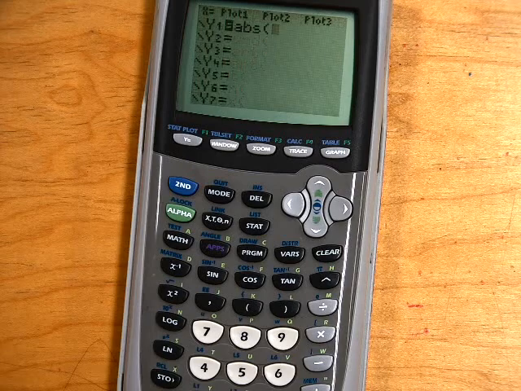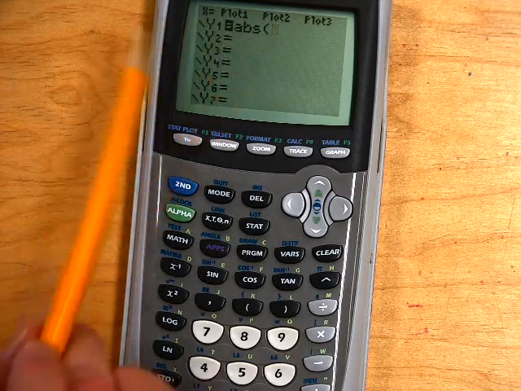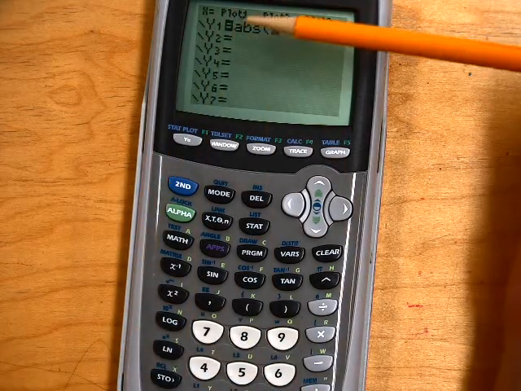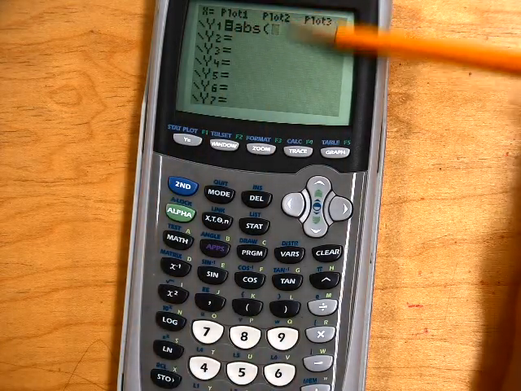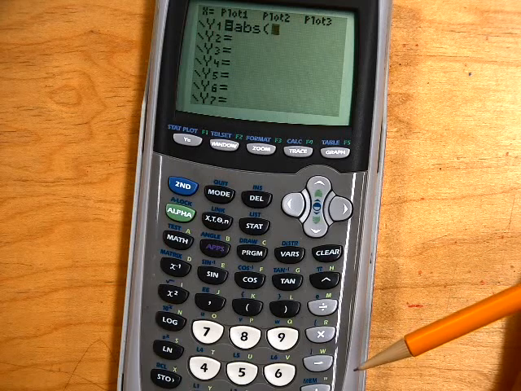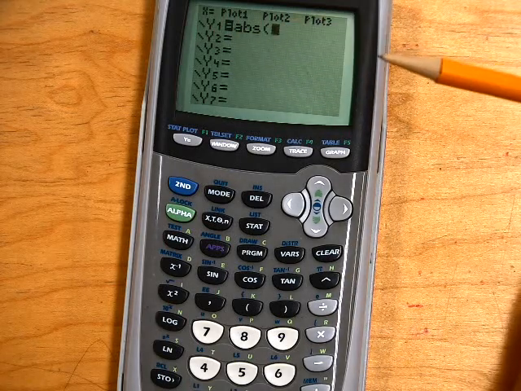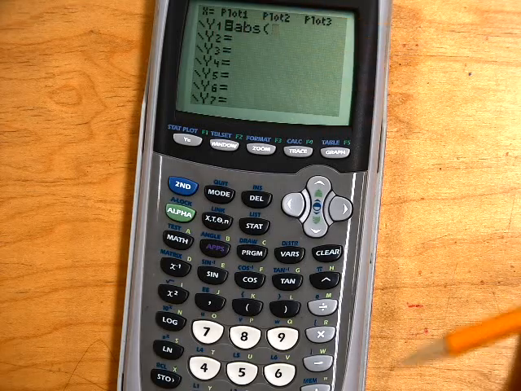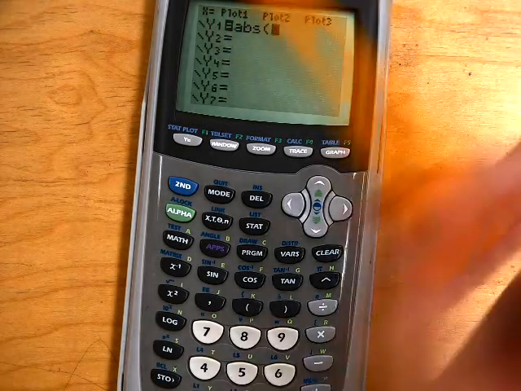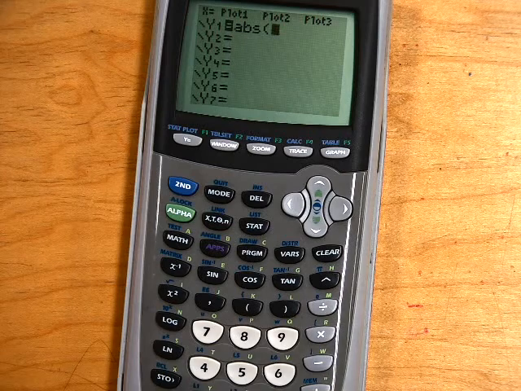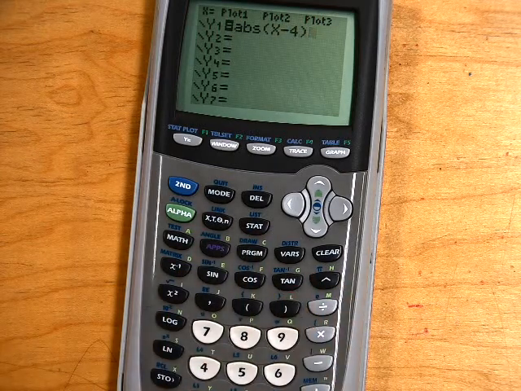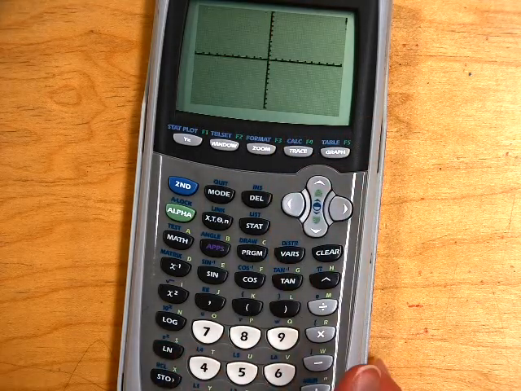Hit Enter. Now your calculator may look like mine and say ABS, or if it's more updated, you will actually see vertical bars here that represent absolute value. Either way, it means absolute value. Now inside the parentheses, or inside the bars if that's what your calculator does, type what is on the paper inside the bars. X minus 4. Close parentheses. Graph.